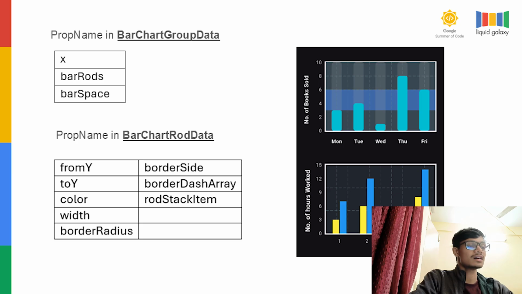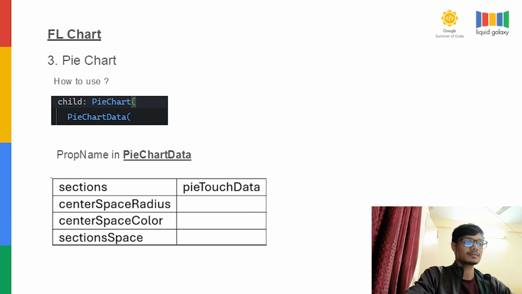Next we have bar chart rod data. From y to y is the bar height range, color is the bar color, width is the bar thickness, border radius gives round edges, border side and border dash array give styling to borders. Rod stack item is used for stacked bars. Rod data defines the actual visual bar we see on the screen.